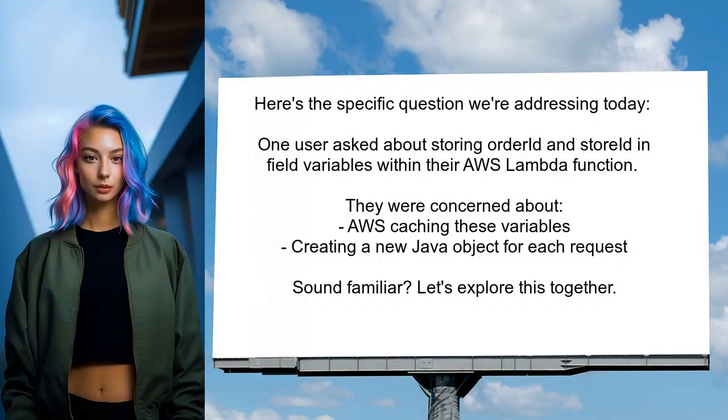Here's the specific question we're addressing today. One user asked about storing order ID and store ID in field variables within their AWS Lambda function. They were concerned about whether AWS caches these variables or creates a new Java object for each request. Sound familiar? Let's explore this together.